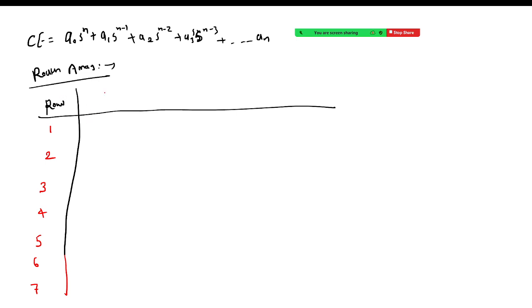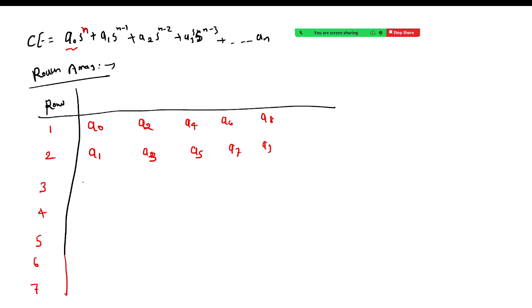So in the first row, you have to write the alternate coefficients, a naught s to the power n kind of thing, right? First you will write a naught. Again you will write a2, that is even, a4, a6, a8, and so on. Now here you will be writing the odd ones: a1, a3, a5, a7 and a9, right?